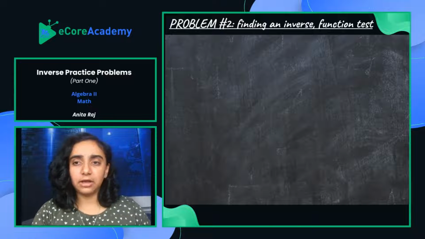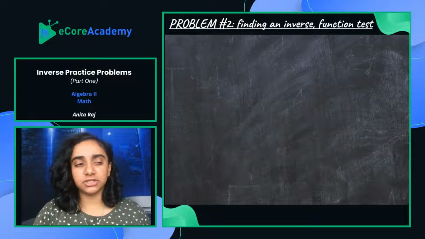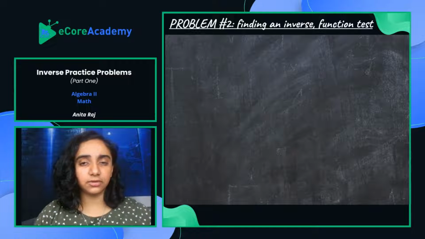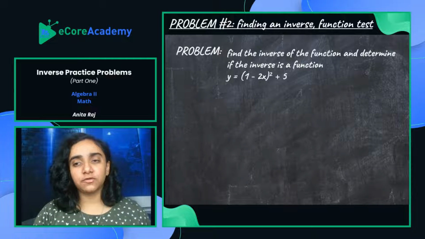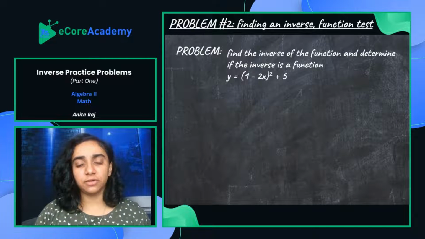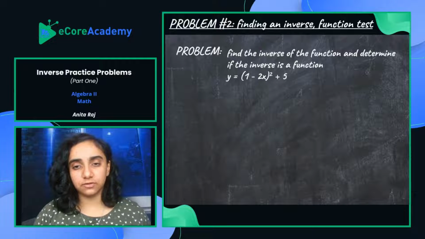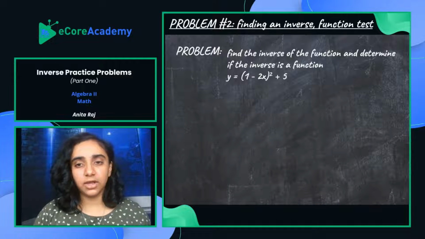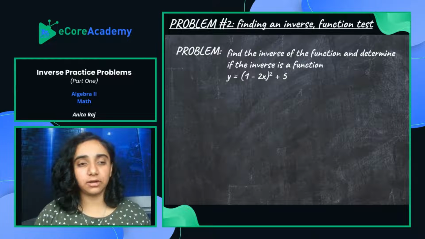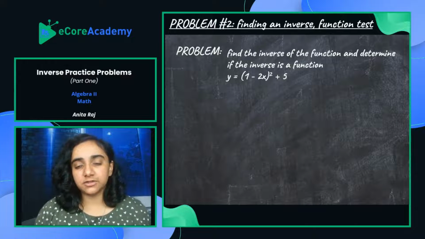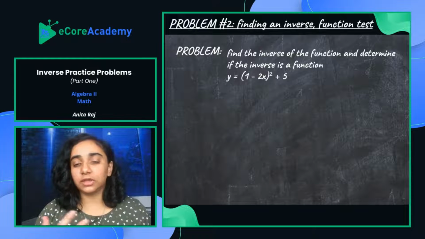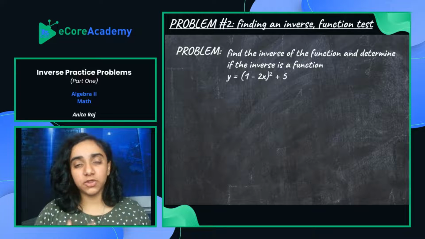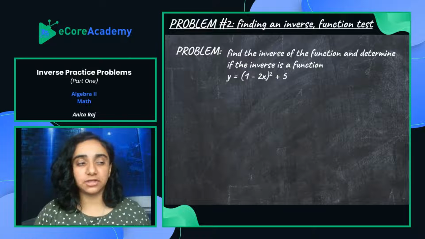We're going to be talking about finding an inverse and then doing the function test to determine if the inverse is also a function like the original function we were given. So here's our problem. We're going to find the inverse of the given function and then determine if the inverse that we found is also a function. And the function we're given here is a quadratic equation, y equals 1 minus 2x, that whole quantity squared, plus 5. It's not in vertex form or standard form, but it's still a quadratic because we see that squared. So let's just work with it and we'll figure out what the inverse is and then we'll determine if that inverse is a function or not.